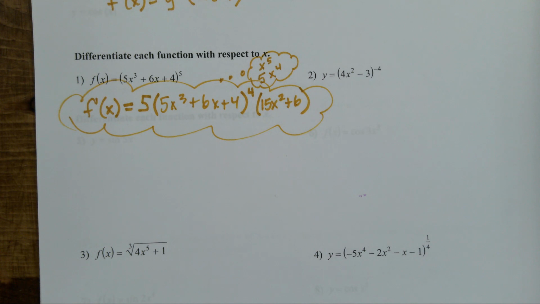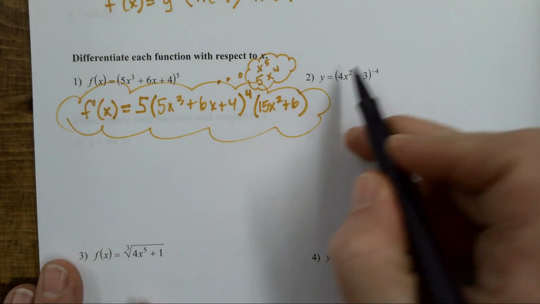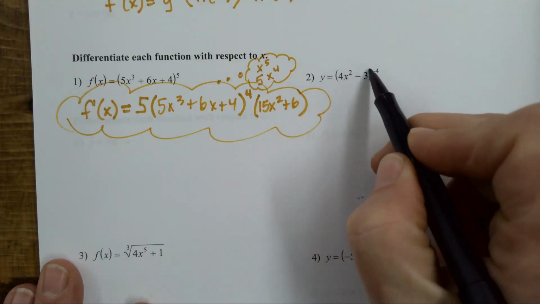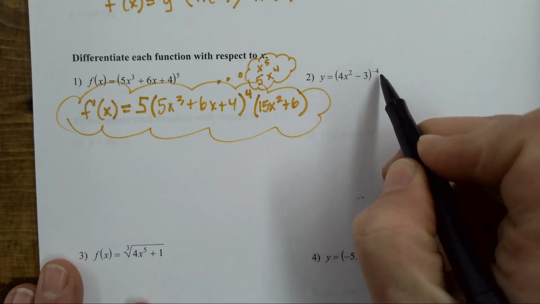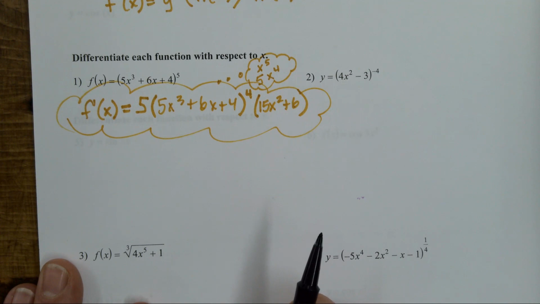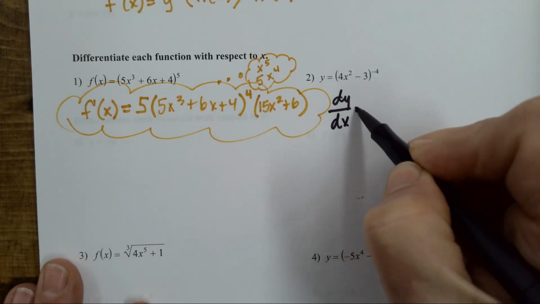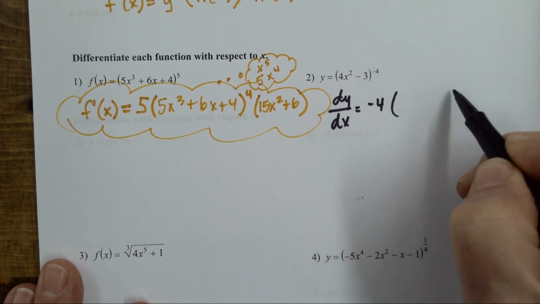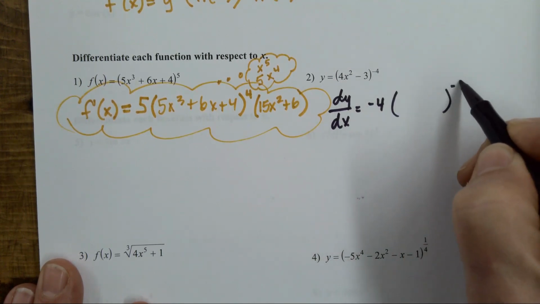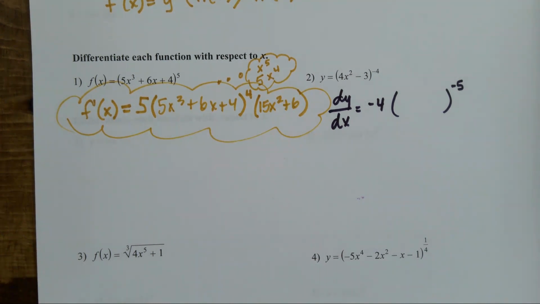It doesn't make a difference if I have negative powers or fraction powers. I do the same thing. In this case, for number 2, my outer function is the fact that I'm raising something to the negative 4th power. And so to do my derivative, I multiply the power in front, and I lower it 1. Remember, when you're subtracting from negatives, it's going to get bigger negatives, so negative 4 minus 1 is negative 5.